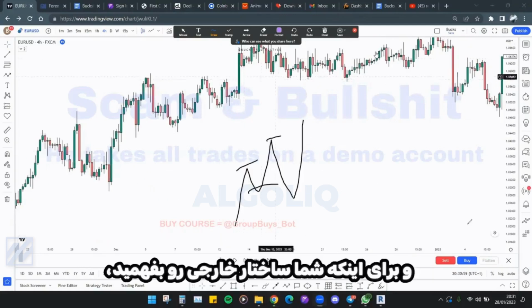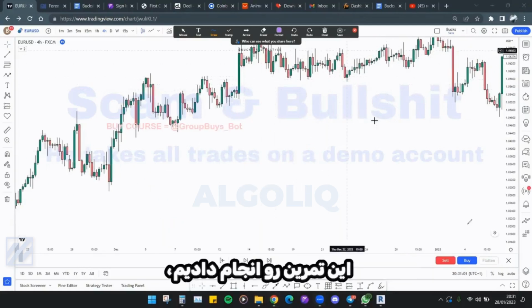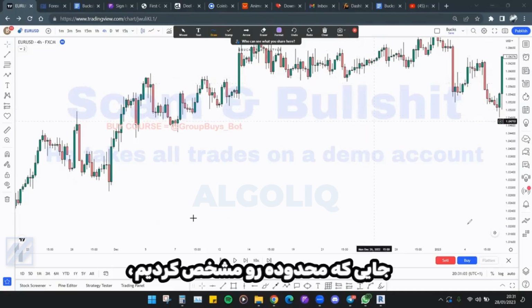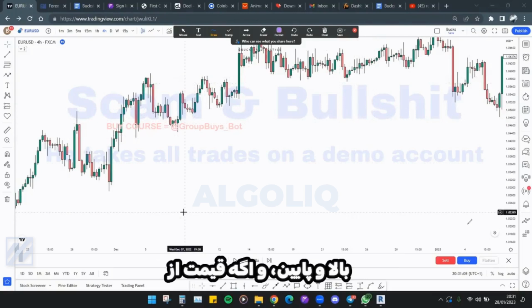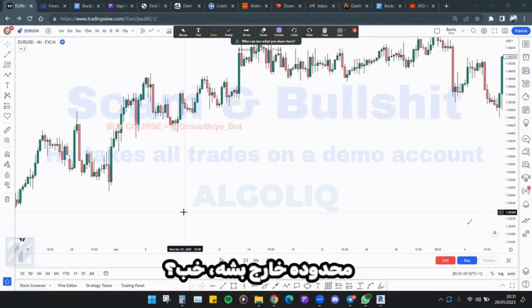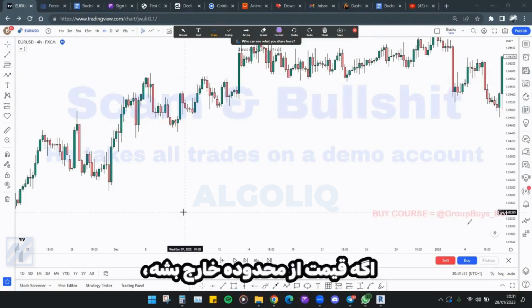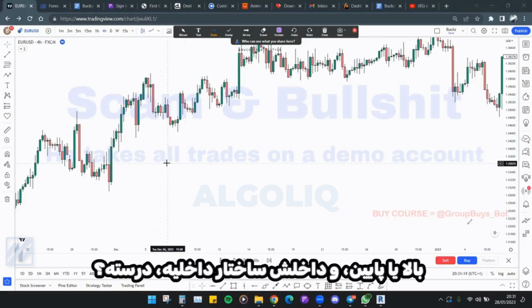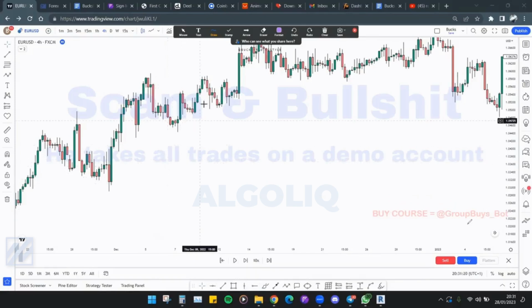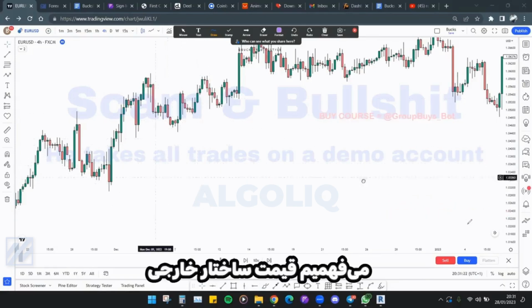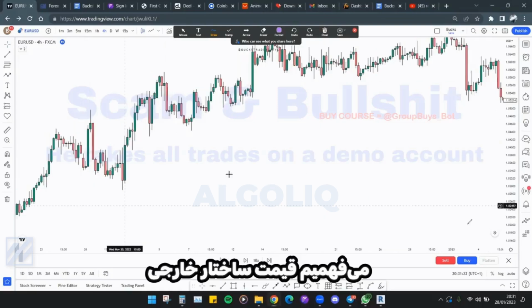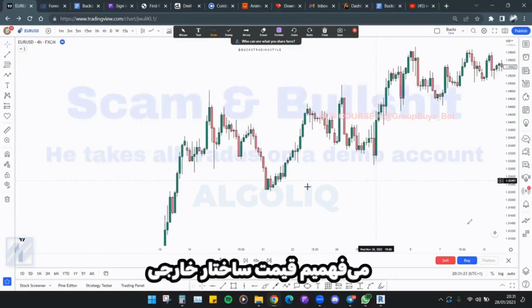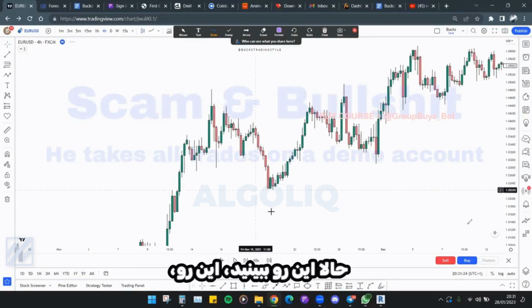And in order for you to understand external structure, this exercise we just did right here, where we marked out the range, the high and the low, and if price should break out of the range, okay? If price breaks out of the range, that's where we have our next external structural high or low, and then everything happening within is our internal structure, okay? That is how we'll be able to tell if price is going to take our external structure high or external structure low.